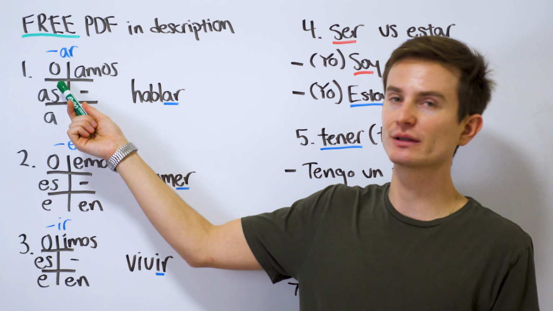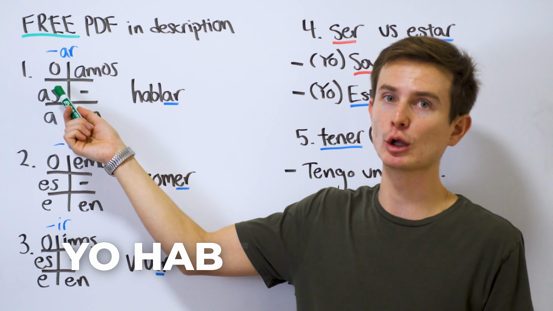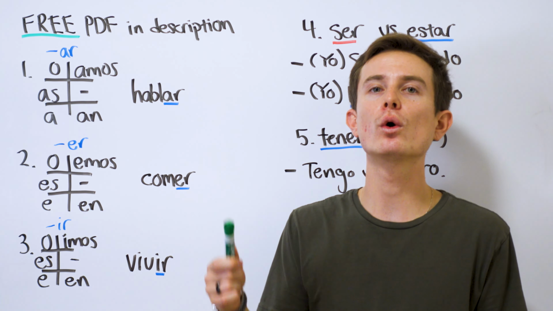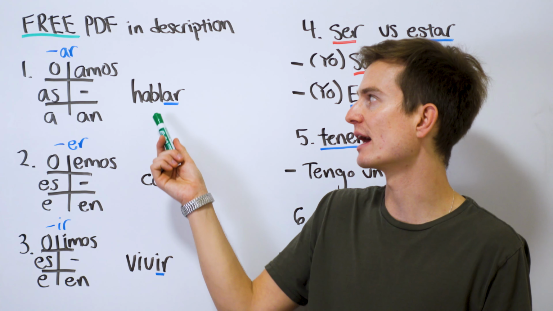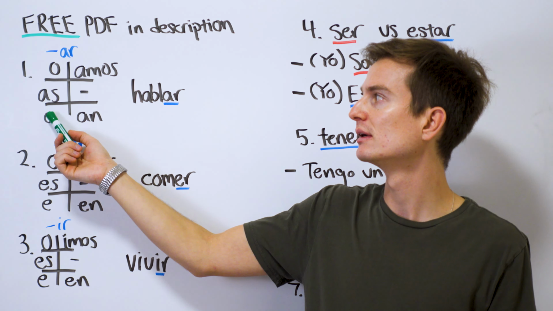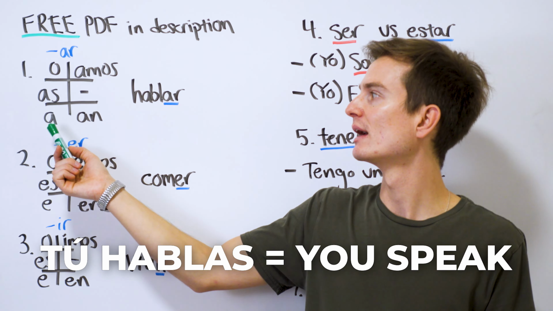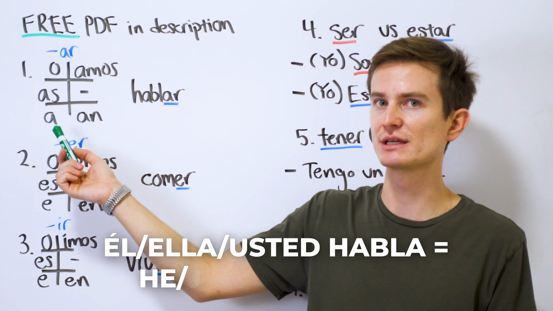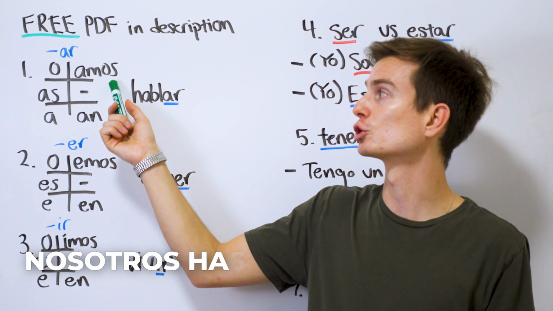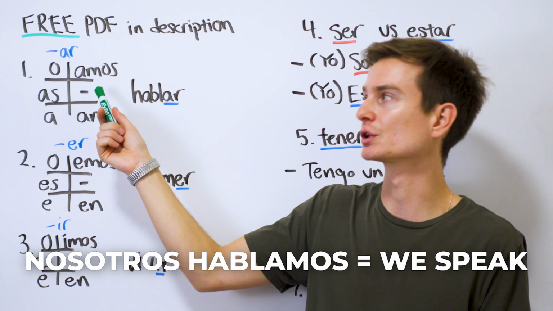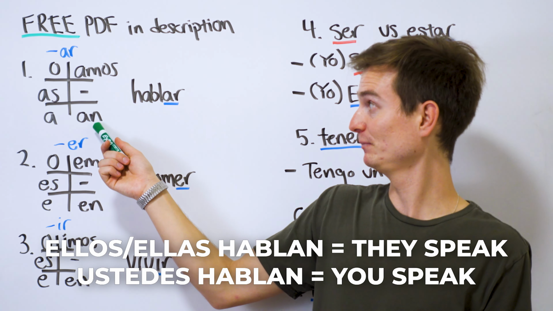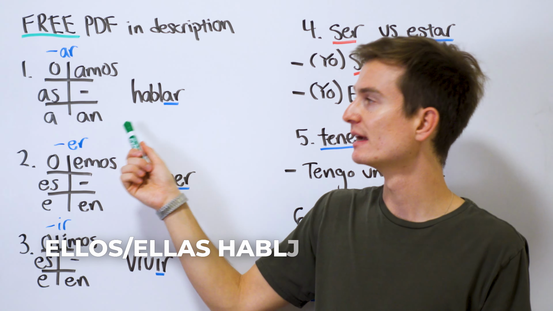Then we'll add on our new ending, so let's do the yo person. So we have yo hablo, I speak. In the infinitive, this means to speak. Voy a hablar, I am going to speak. But this, cut it off, add on the new ending, we have hablo, I speak. Now, hablas, you speak. Habla, he speaks, she speaks, you speak. That's usted habla, it's formal. Nosotros hablamos, we speak. And then ellos hablan. Ellas hablan. And ustedes hablan.